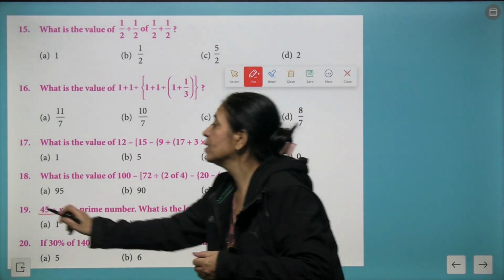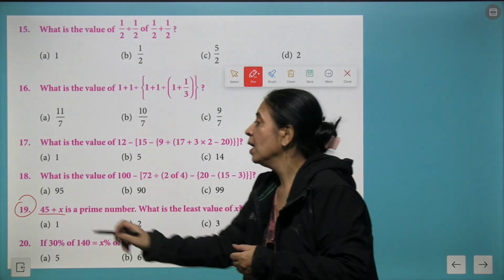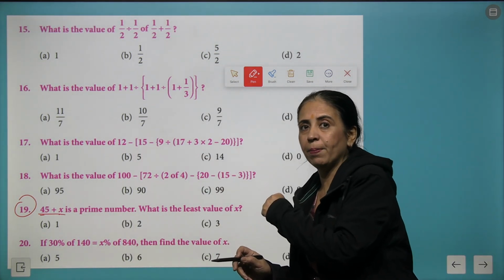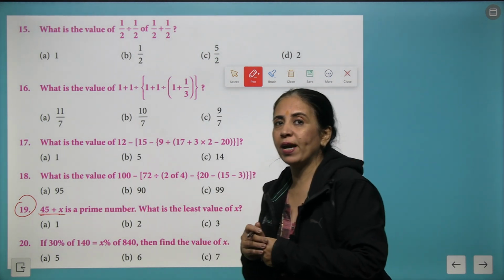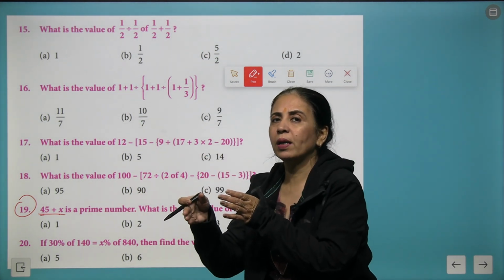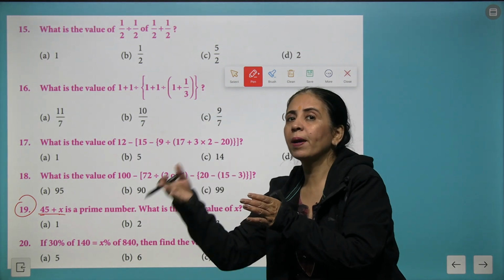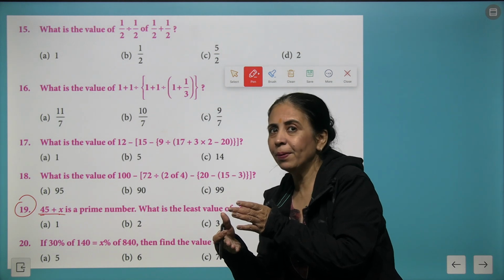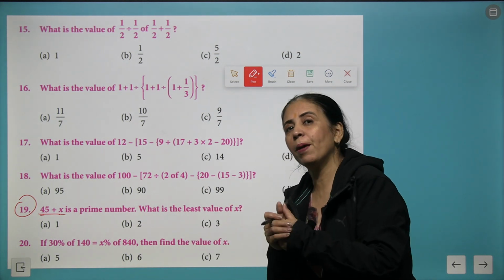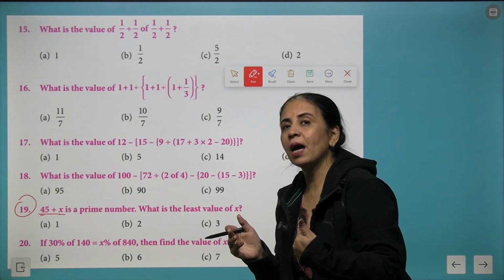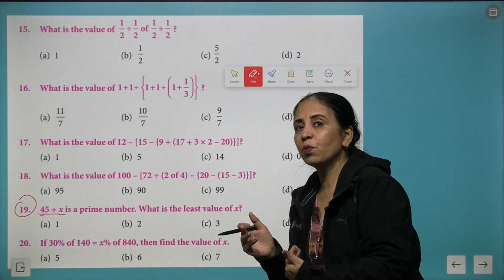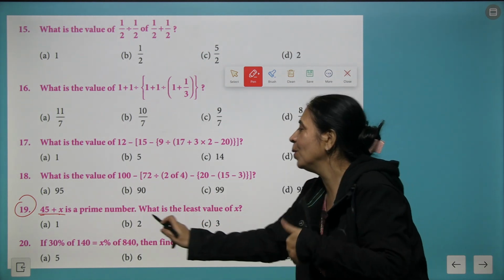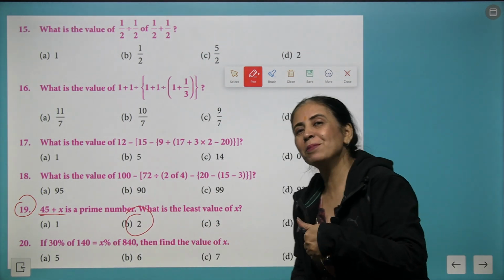Now moving further, let's look at question number 19. Here 45 plus some number x makes a prime number. Now you want to know the value of x. So let's start with 1. Because when you write 1, it becomes 45 plus 1. Is it a prime number? No, 46 is an even number. Let's add 2 this time. So 45 plus 2 is 47. Is 47 a prime? That's cool, good. So your x becomes 2.